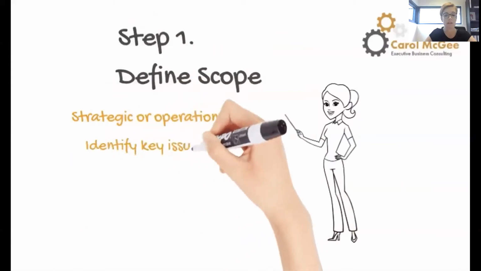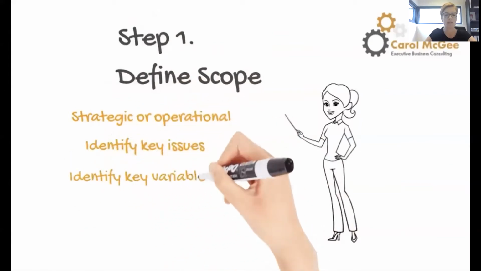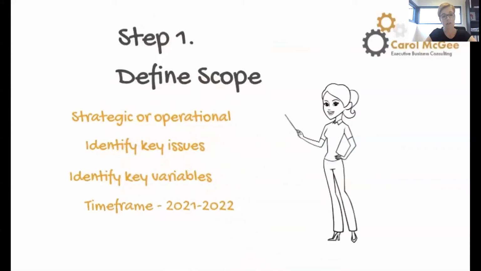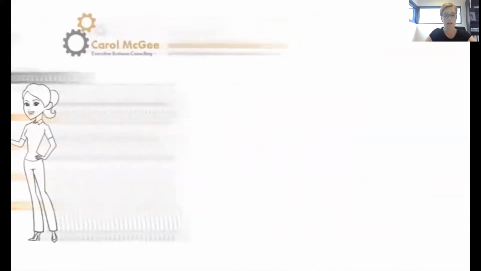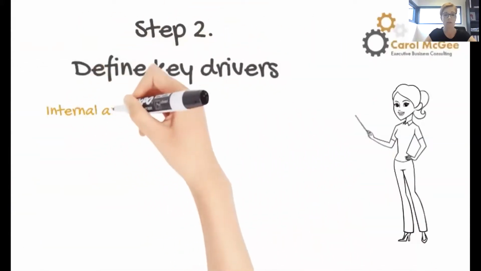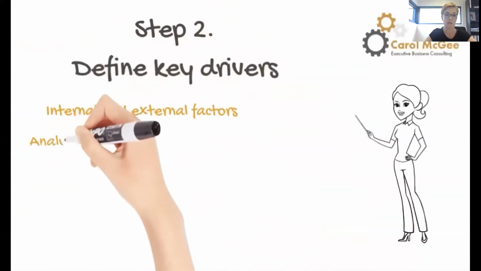Step 1 is to define the scope, and this is where you need to decide, are you looking at strategic or operational levels? What are the key issues you want to address? What problems are you hoping to solve? What are the key variables or the key scenarios that you expect over your chosen time frame, which again I would define as 2021 and 2022 for this current period.